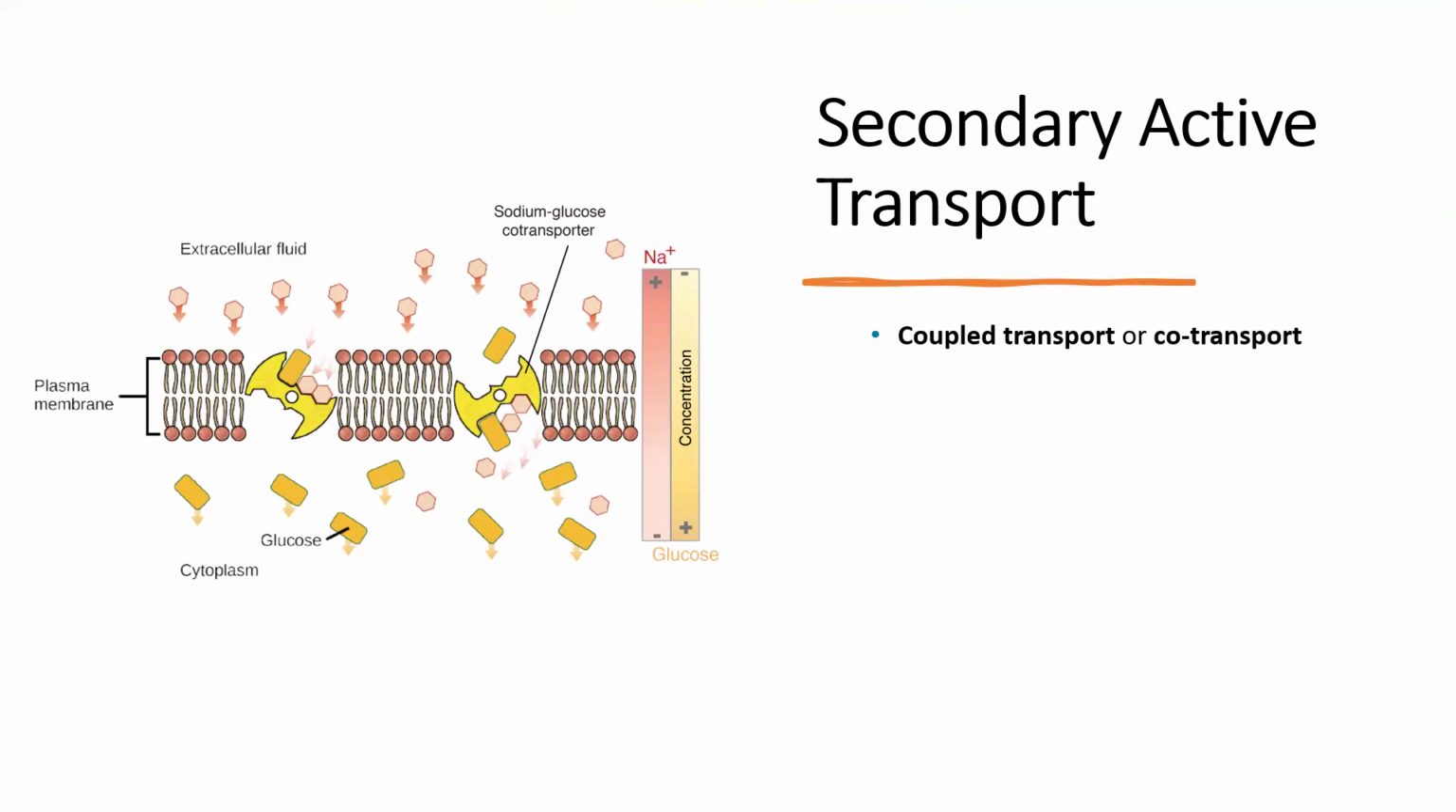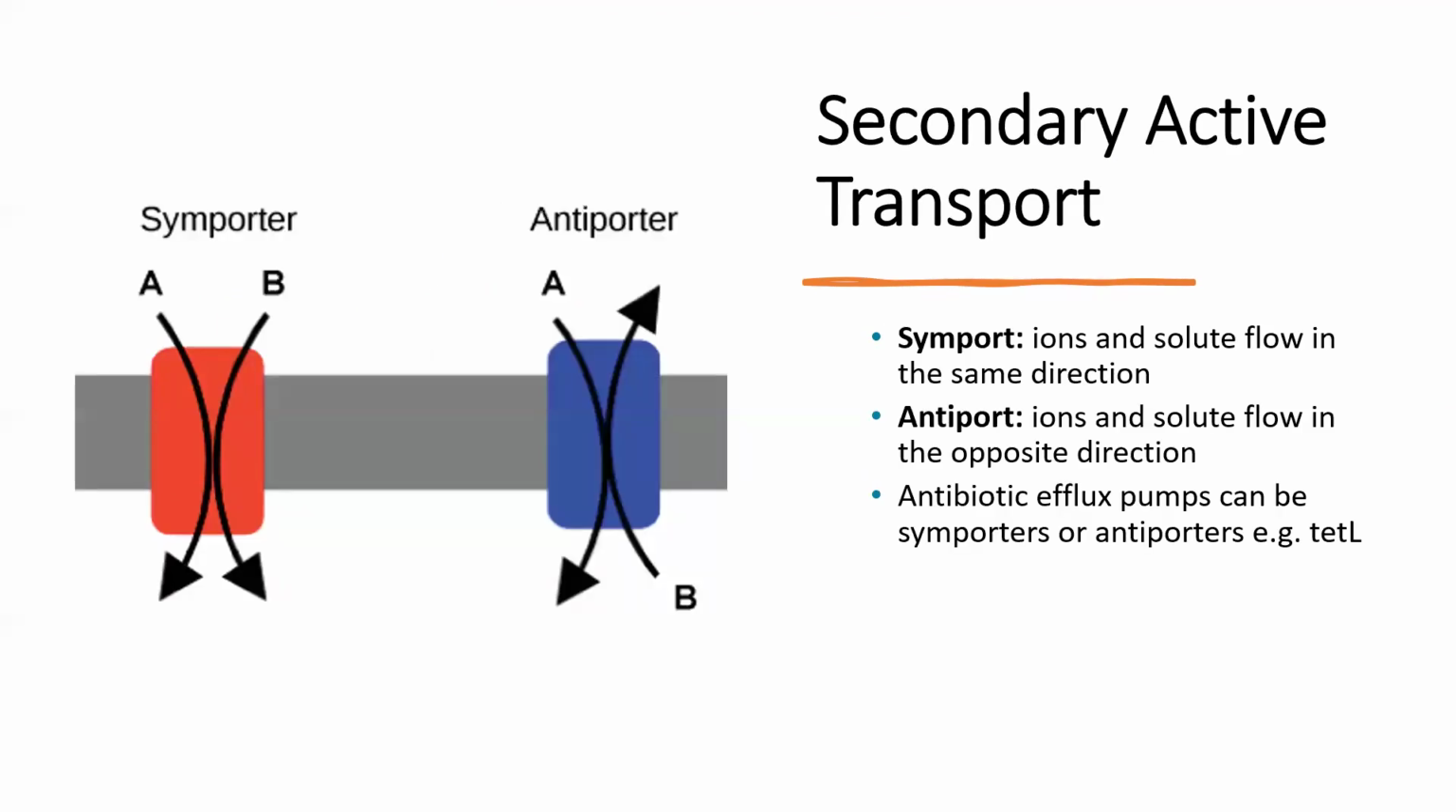And so with the secondary active transport, this is going to be some sort of co-transport system, and these come in two forms, symporter and antiporter. So symporters are going to both be transported in at the same time, and antiporters are going to transport one in and then one out. And so these are also the same sorts of things that you might see with an antibiotic efflux pump.